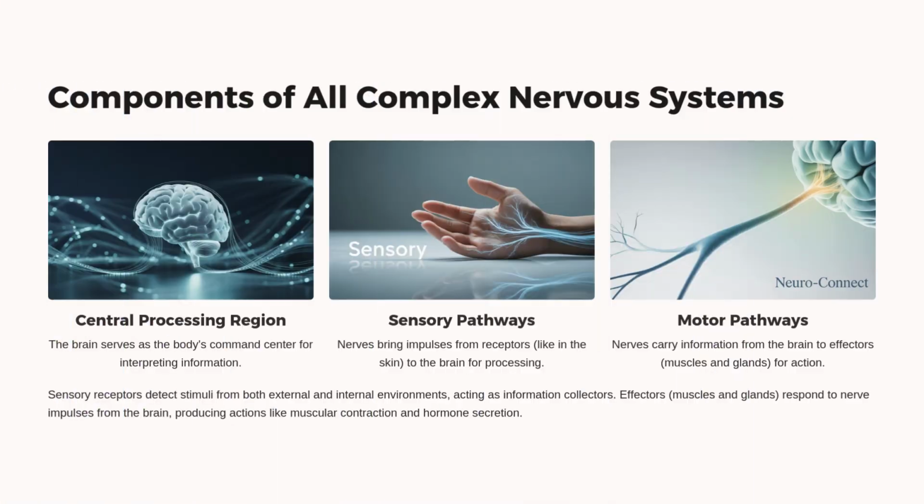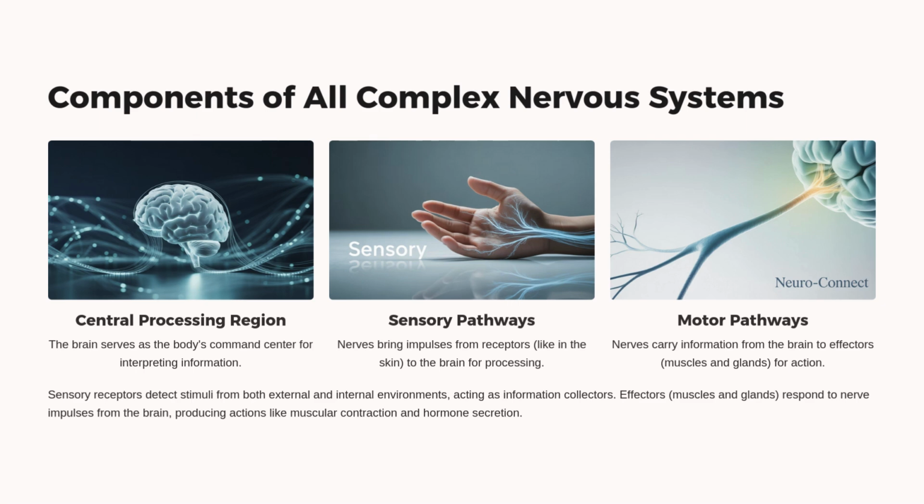Central processing region. The brain serves as the body's command center for interpreting information. Sensory pathways. Nerves bring impulses from receptors, like in the skin, to the brain for processing. Motor pathways. Nerves carry information from the brain to effectors, muscles and glands, for action.